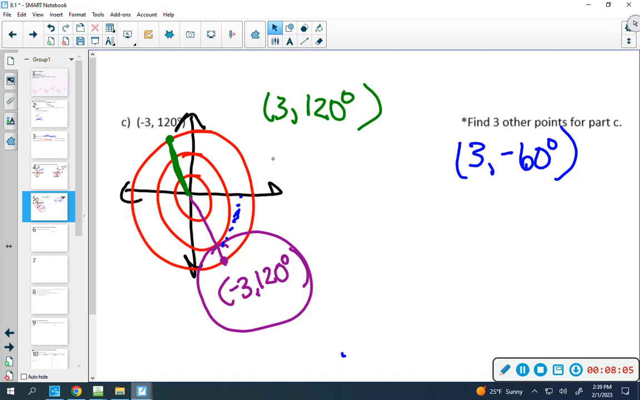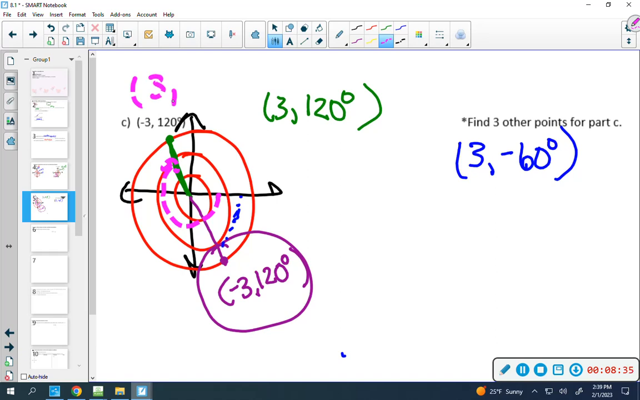Now, we need 3 other points. So I'm thinking about how else I could get to that. I could get to the green dot on the top left side and then throw the negative 3 on it. To get to the green dot, I'm going to use another negative answer. I could go negative 90, 180. That'd be negative 240. So I could do positive 3.